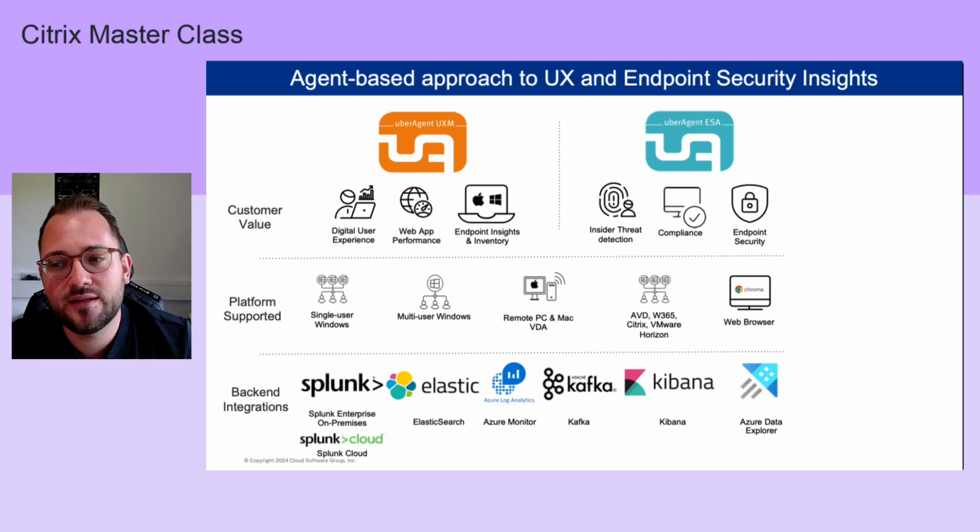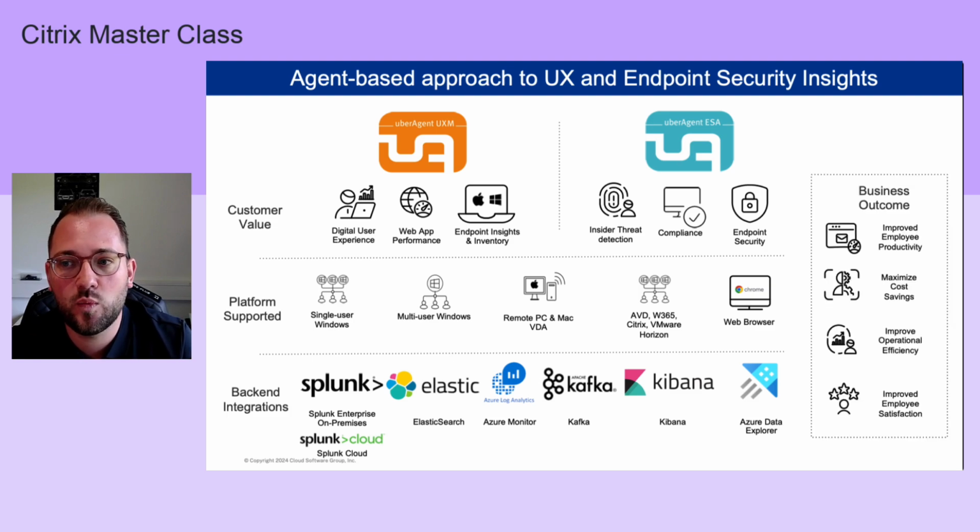Once the agent collects the data, it sends it back to the backend of your choice. uberAgent offers a wide range of backend integrations. First, uberAgent can send its data to Splunk Enterprise, the on-prem option, or Splunk Cloud. But you could also send your data to Elasticsearch, Azure Monitor, Apache Kafka, or Azure Data Explorer. The data quality is the same across all backends, and you can send data simultaneously to multiple backends. However, Splunk is the only backend we ship dashboards for. This is just a brief overview of uberAgent's functionality and flexibility.